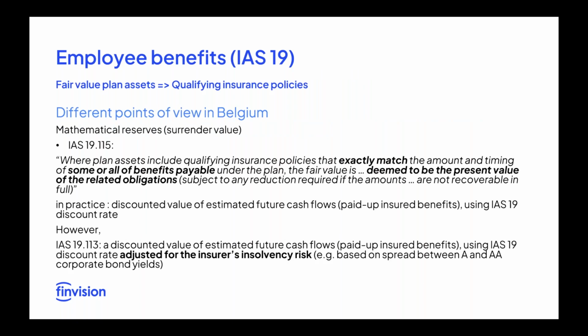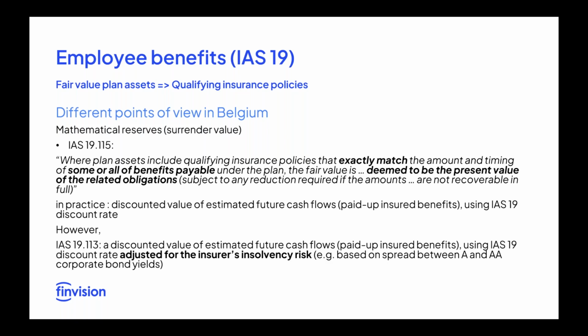If we go to the fair value of the plan assets in respect to qualifying insurance policies, there are different points of view in Belgium, which can result in a different valuation of your mathematical reserves or your plan assets at the moment, resulting in higher or lower plan assets, and accordingly the net defined benefit liability or net defined benefit assets. It basically boils down to the interpretation of paragraph 115 and paragraph 113.